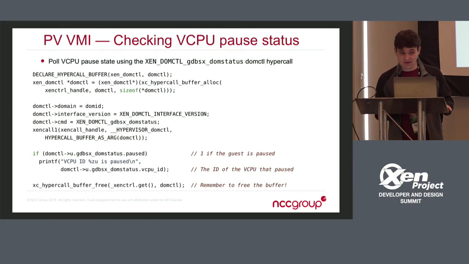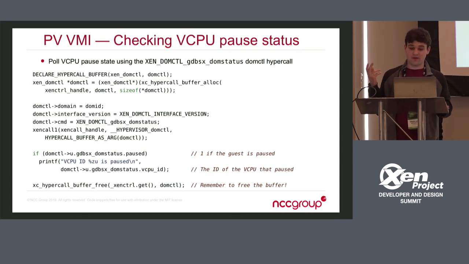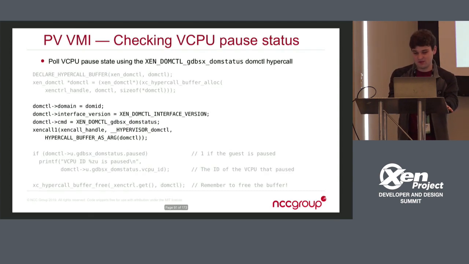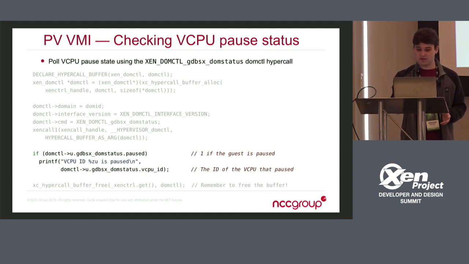So the two operations that I mentioned, single step and breakpoints, will both cause the vCPU that hit that event to pause. Unfortunately, there's no way to just get notified that that happened. You have to constantly brute force poll the guest, asking, are you paused, are you paused, are you paused? The way that you do that is using the raw hypercall Xendbg control GDBSX DOM status. I'm not going to talk about issuing hypercalls because there are a lot of examples of that in the Xen code base, but basically you declare the hypercall buffer, fill it with the data you need and issue the hypercall. Then in the data you get back, you're looking for GDBSX DOM status.paused, which will be 1 if the guest was paused, and GDBSX DOM status.vCPU ID is the ID of the vCPU that hit the event that triggered the pause.